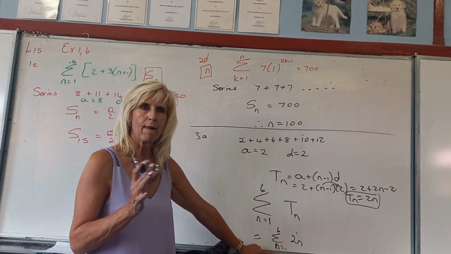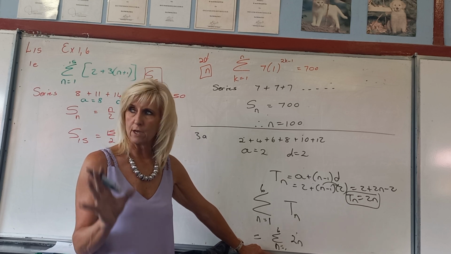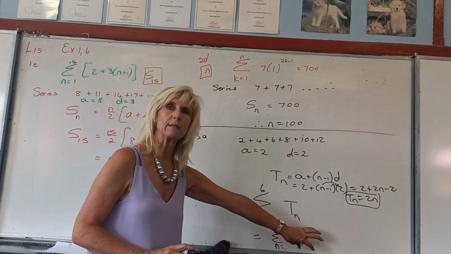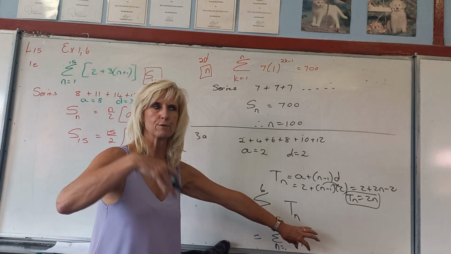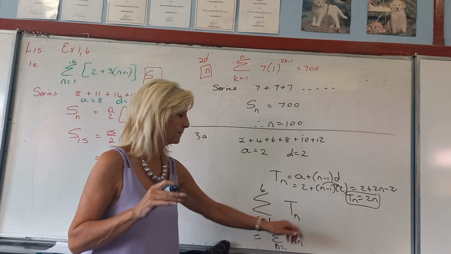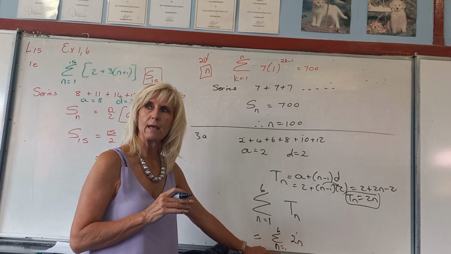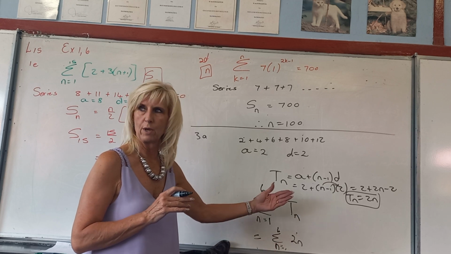You can be cute and do all sorts of stuff, please don't. Write your term in terms of n, because you can write it in terms of k and p and r and whatever, it doesn't matter. Write it in terms of n, and then always go from 1 to wherever the sum points.